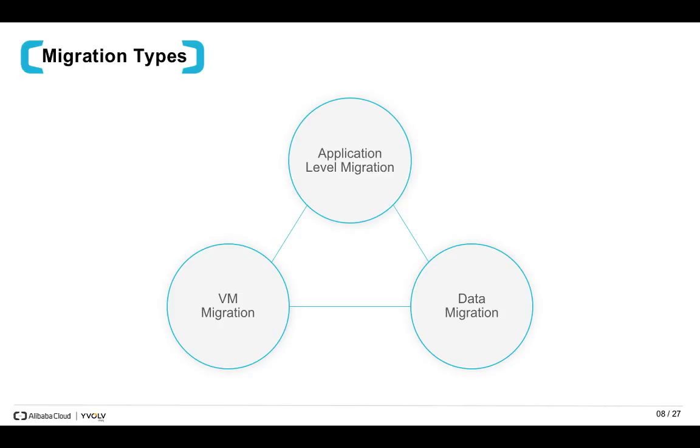So there are three different types of migration. Of course, there are many types of migration, but on a high level, we have three: application, VM, or you can call it image migration, and data migration. If you're talking about application level migration, some applications will support, or I would say most of the applications will support, a native replication method.